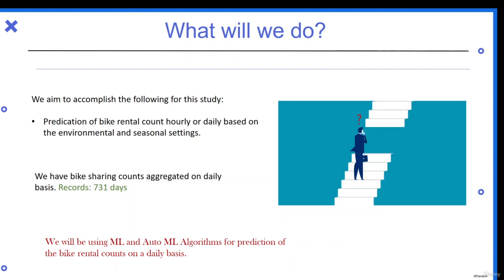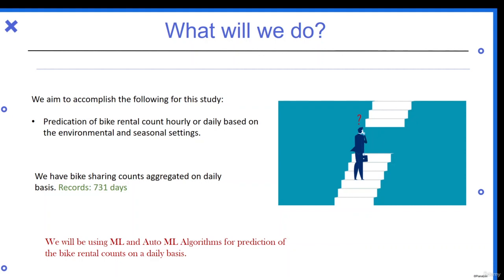So how will we be doing all this? We'll be using machine learning libraries and automated machine learning algorithms for prediction of the bike rental counts. I hope that you are all familiar with different machine learning libraries, and different classification, regression, or clustering algorithms like k-means clustering, logistic regression, linear regression, XGBoost classifier and regressor, and random forest. These are all different machine learning and ensemble techniques we all know, right?